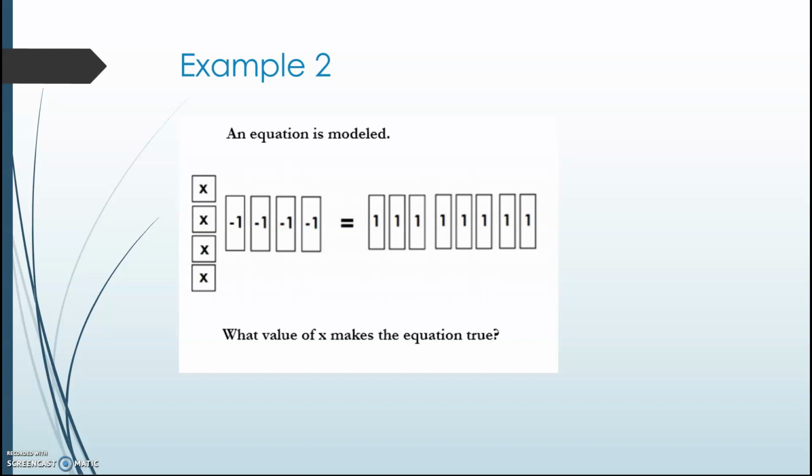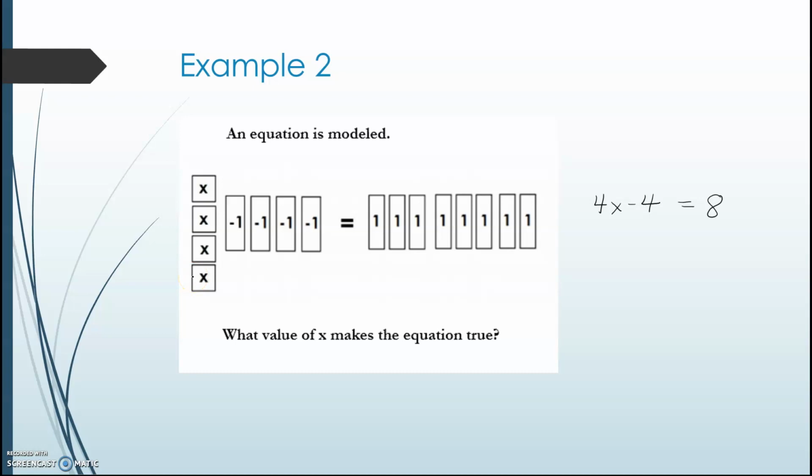Okay, so let's look at example 2. Again, we're always going to start by writing our equation. On the left side of this equal sign, I have 4x. And then I have negatives, so I have minus 4. And on the right side I have 8. Okay. So again, I need to get these x's by themselves.